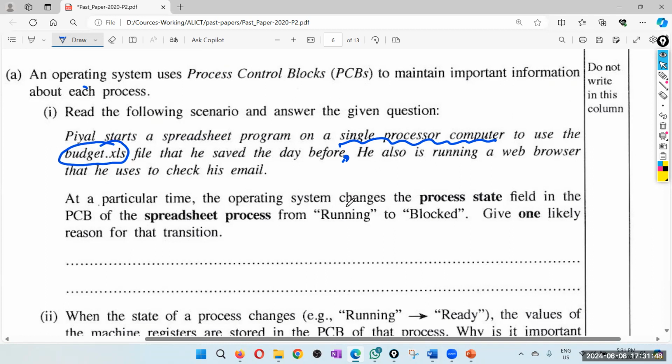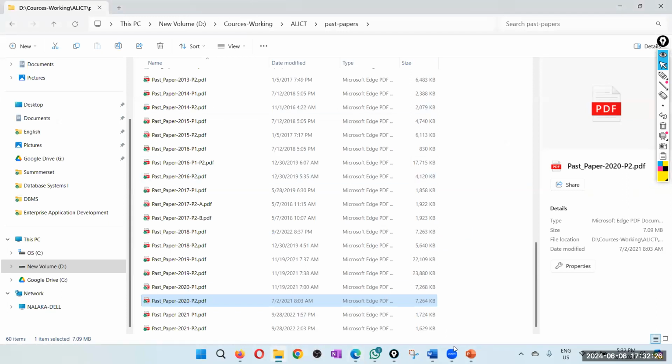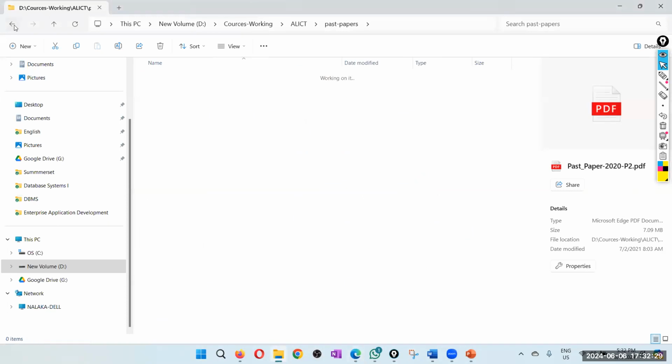At a particular time, the operating system changes the process state field in the PCB of the spreadsheet process. So this is the PCB of the spreadsheet process. There must be two PCBs now, one for the spreadsheet, the other one for the web browser. From running to blocked. So it has changed, because remember the PCB has the current status also. Running to blocked. Give one likely reason for the transition. So usually it is not running to blocked, right? After timeout, it doesn't go to blocked. Remember the process transition diagram we discussed last time. Let me get back to that.